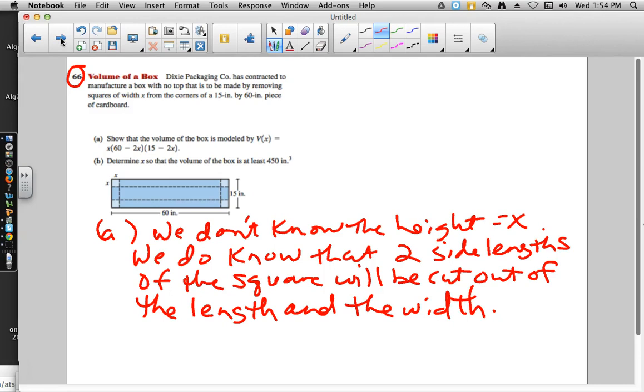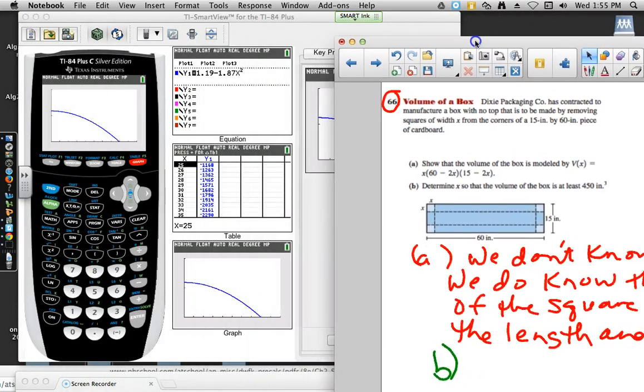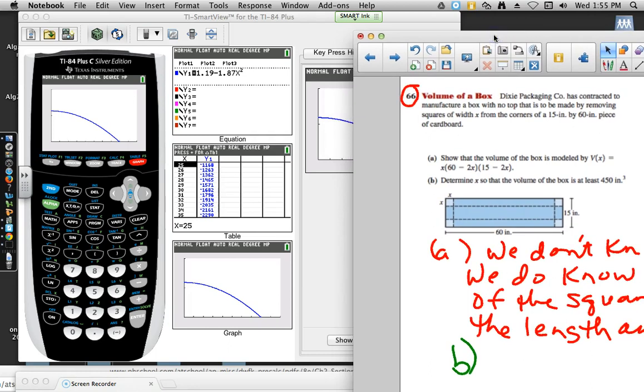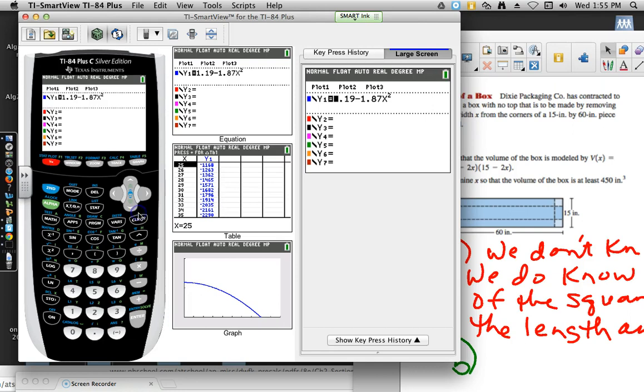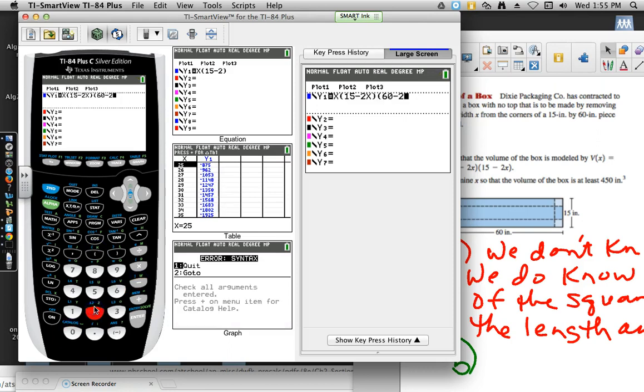Absolutely what we know. And then B says determine x so that the volume of the box is at least 450 cubic inches. So we're going to plug this into our calculator. We're going to see where it does meet the 450. And then we're going to see where it is above it because it said at least. So we go into y equals, take that other one out, and we need x, parentheses, and then we have 15 minus 2x and parentheses, oops, it didn't take the x. There we go, being a little ornery today. And then 60 minus 2x.